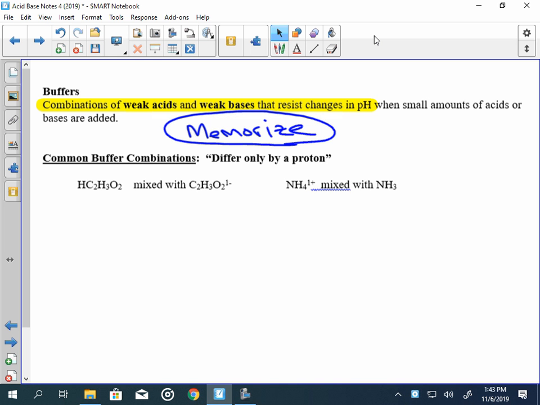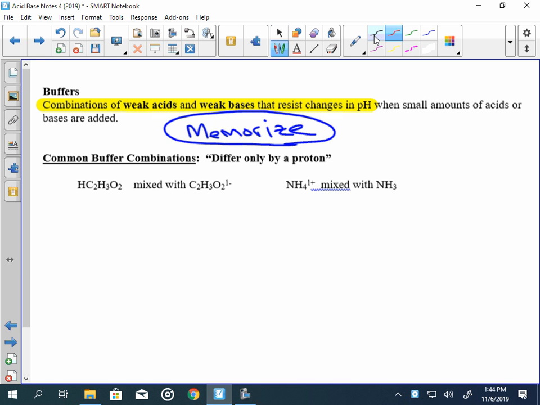All right? And when I say memorize it, yeah, you may get a little bit rusty in terms of your calculations of buffer types of calculations by the time February or March rolls around. But knowing what a buffer is, I think there's tremendous value in that. Okay? Buffers are combinations of weak acids and weak bases that resist changes in pH. All right? And we're going to talk more about what that means.